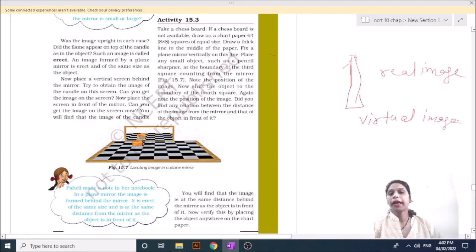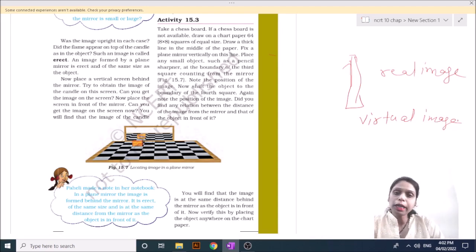Then here we have studied three types of characteristics of the plane mirror. First, the plane mirror always makes an erect image. Second, this image is always equal to the object. And third, a plane mirror always makes a virtual image.